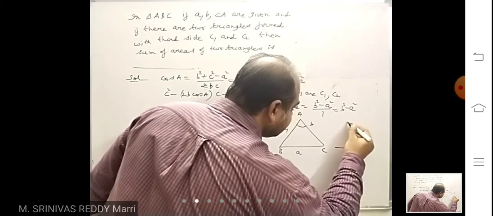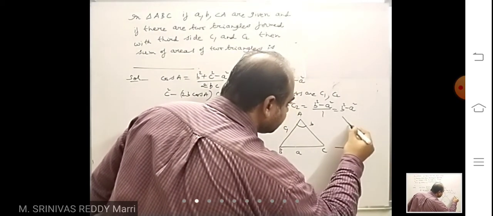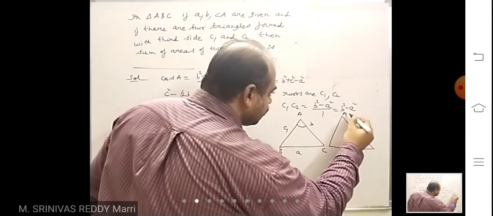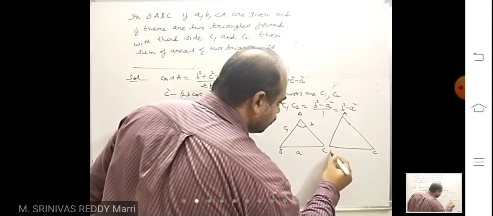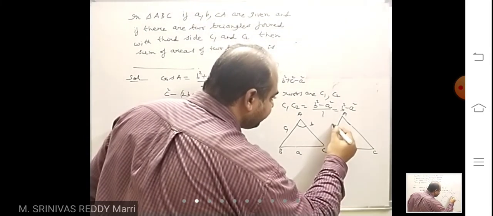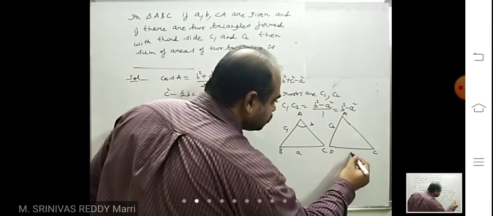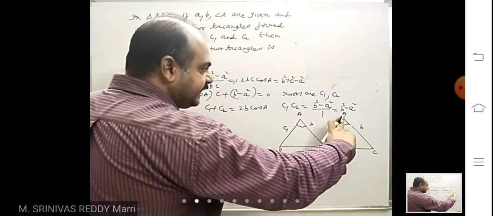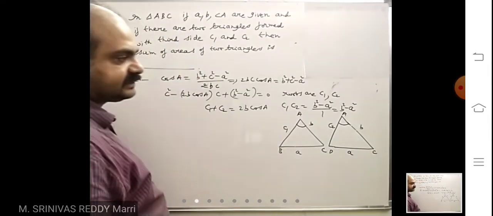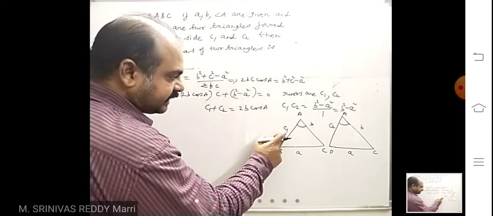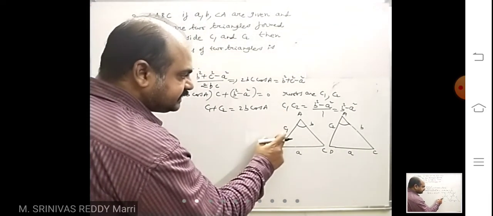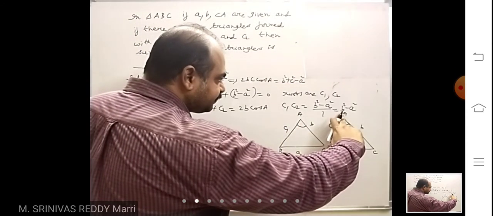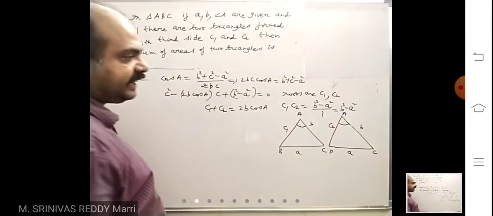Like that another triangle is there. So this side is different, c2. This is a, this is b and this is angle A only, but this side is different. These are the two triangles, as there are two values for c. That means for this side there are two values, so this triangle is possible, this triangle is possible.